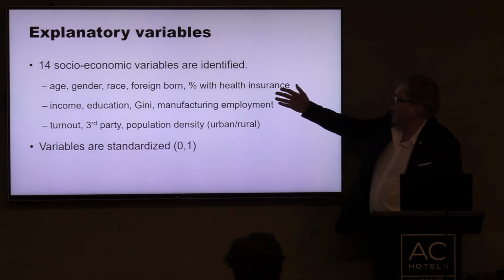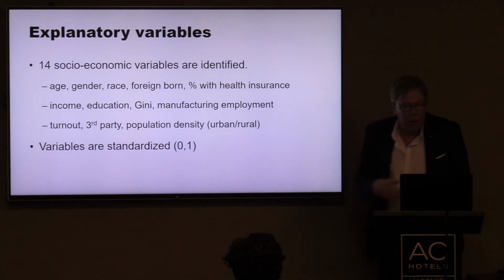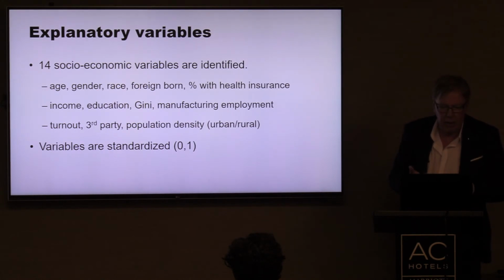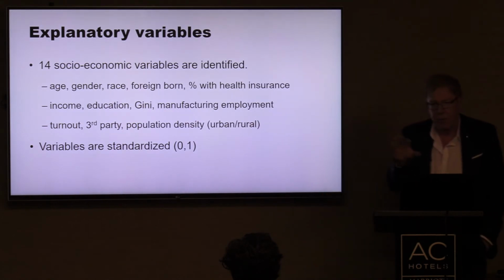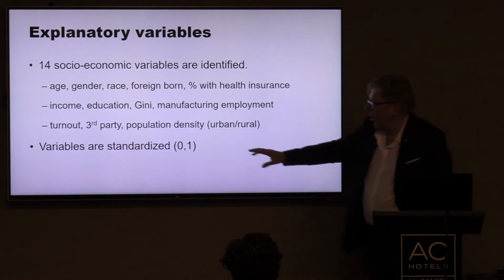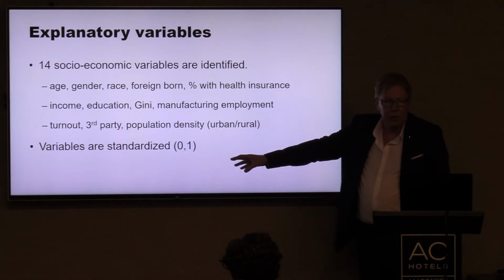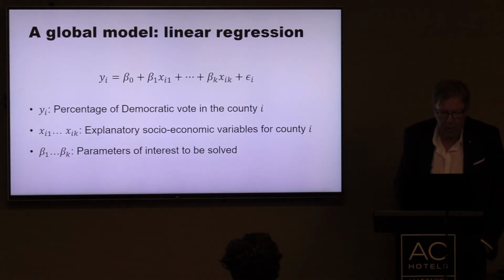So there's our raw data, and we're interested in trying to understand the voter pattern. And we've got 14 socioeconomic variables in here. All the usual suspects are in here: age, gender, race, foreign-born, percentage of people with health insurance, since that was a big talking point in the 2016 election, income, education, a Gini coefficient measuring income inequality within each county, manufacturing employment, which is also a big talking point in the 2016 election, turnout, third-party votes, and population density, which separates urban and rural areas. All the variables are standardized. They've all got the same magnitude, a mean of 0, variance of 1.